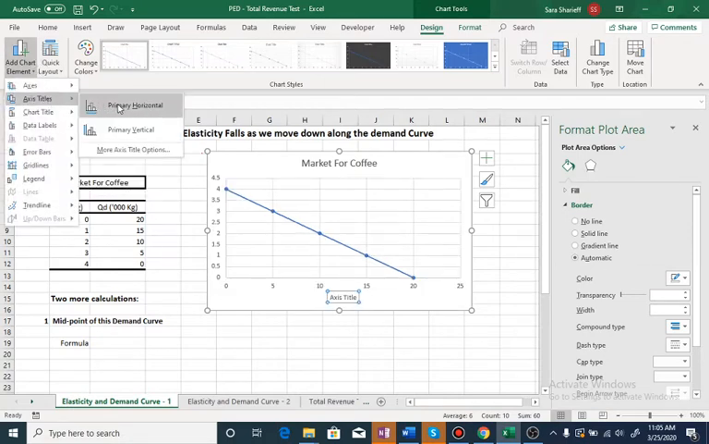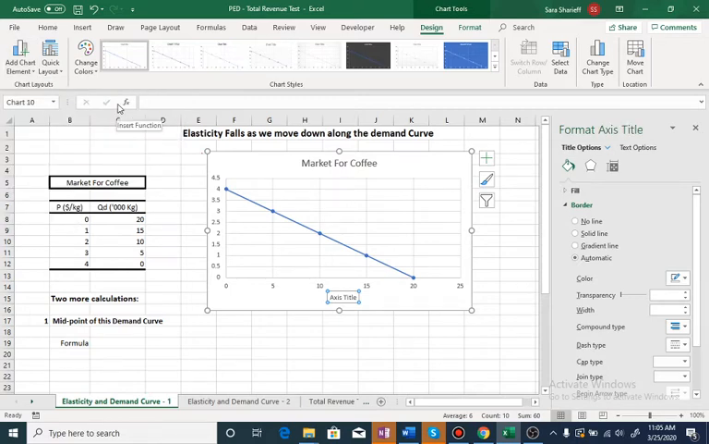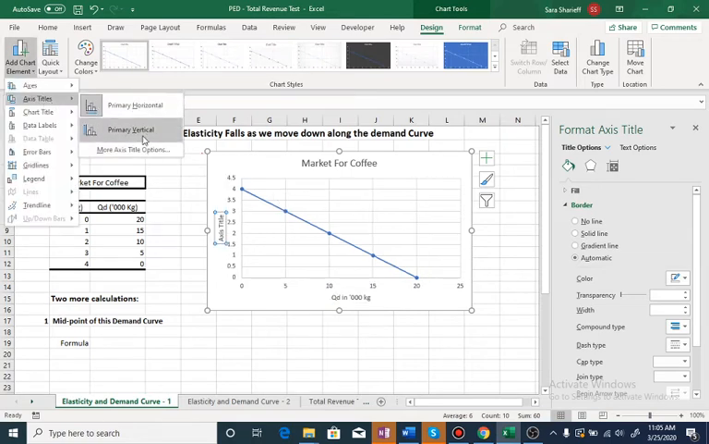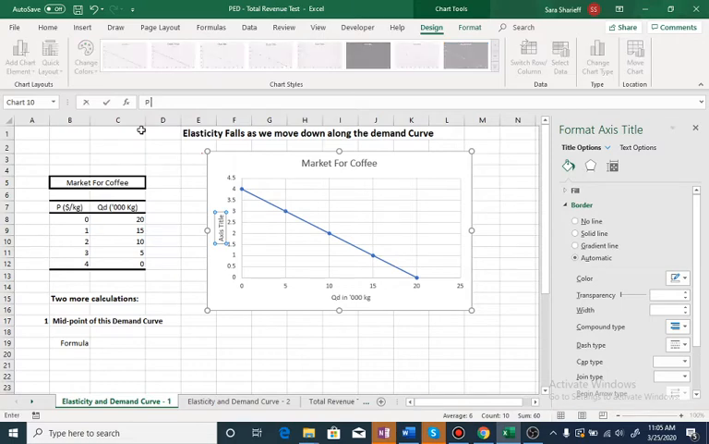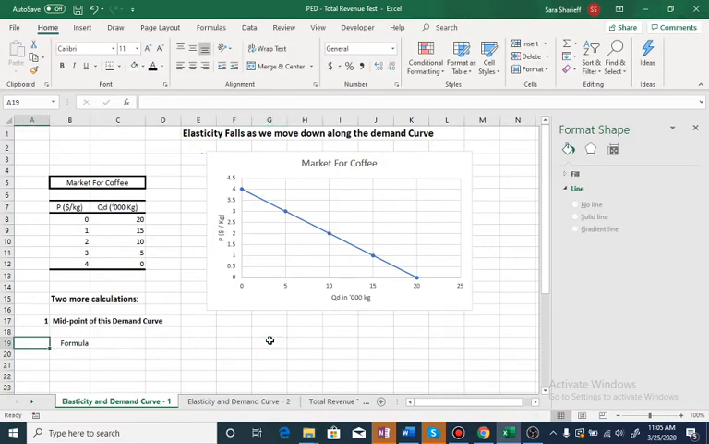The primary horizontal axis is quantity demanded in 1000 kgs, and on the primary vertical axis I'm taking price in dollars per kg, right? So this is our demand curve. Now there are two more calculations which I want to do. The first calculation I want to do is to calculate the midpoint of this demand curve. You'll come to know later why it is so important to calculate the midpoint.